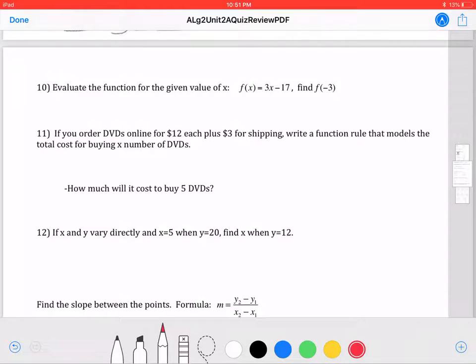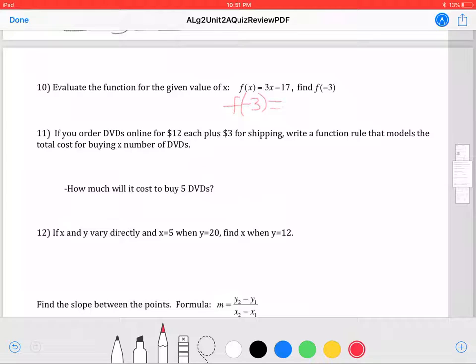Evaluating the function involves going to f of x, and every place there's an x, replace it with -3. Bring down the 3 times -3, subtract 17, and put that into your calculator.